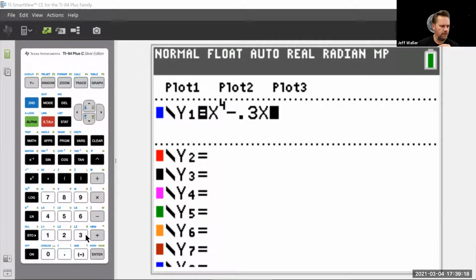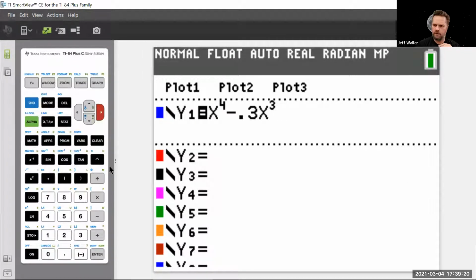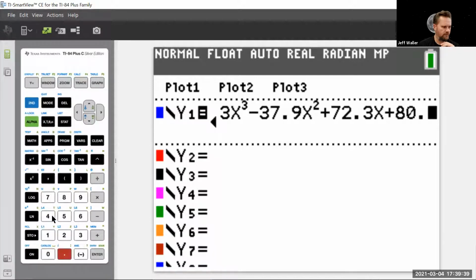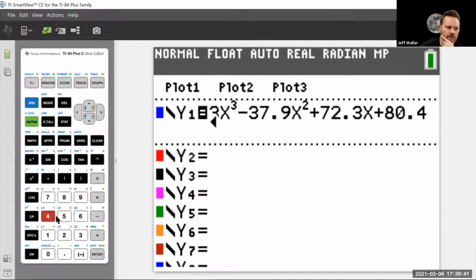3x to the 3rd, minus 37.9x squared, plus 72.3x, plus 80.4. Okay, all right. I think I got it all in there.